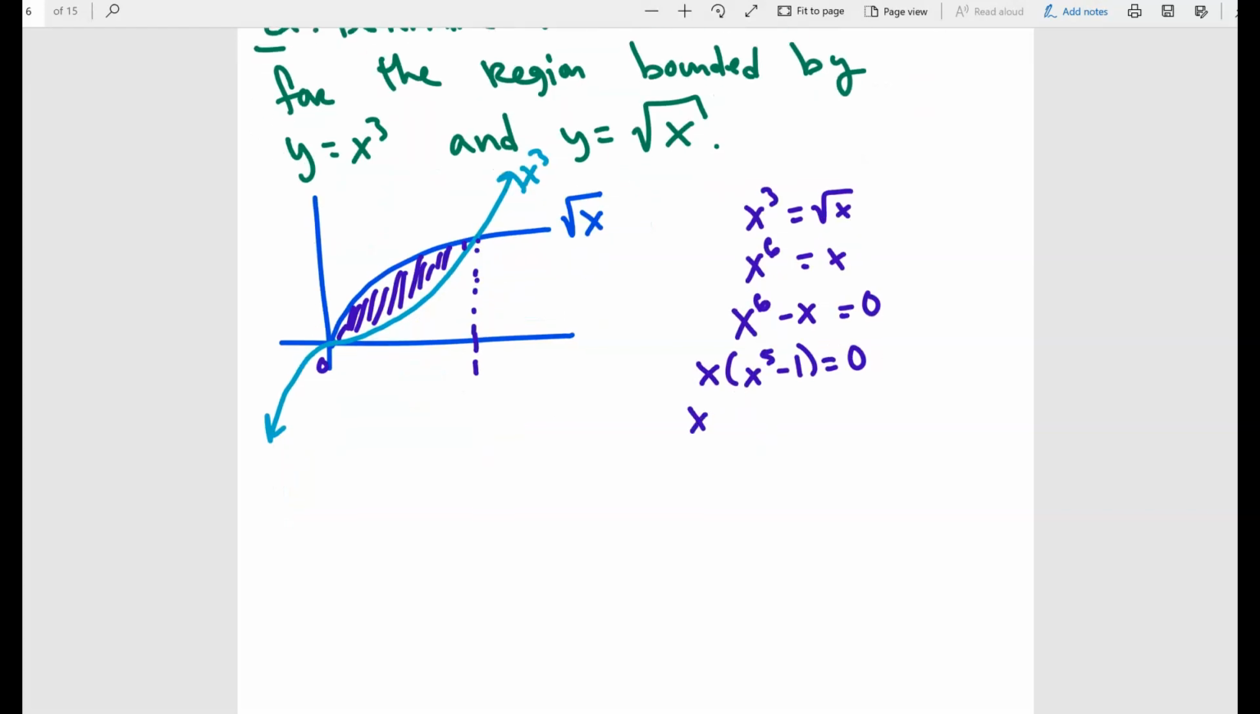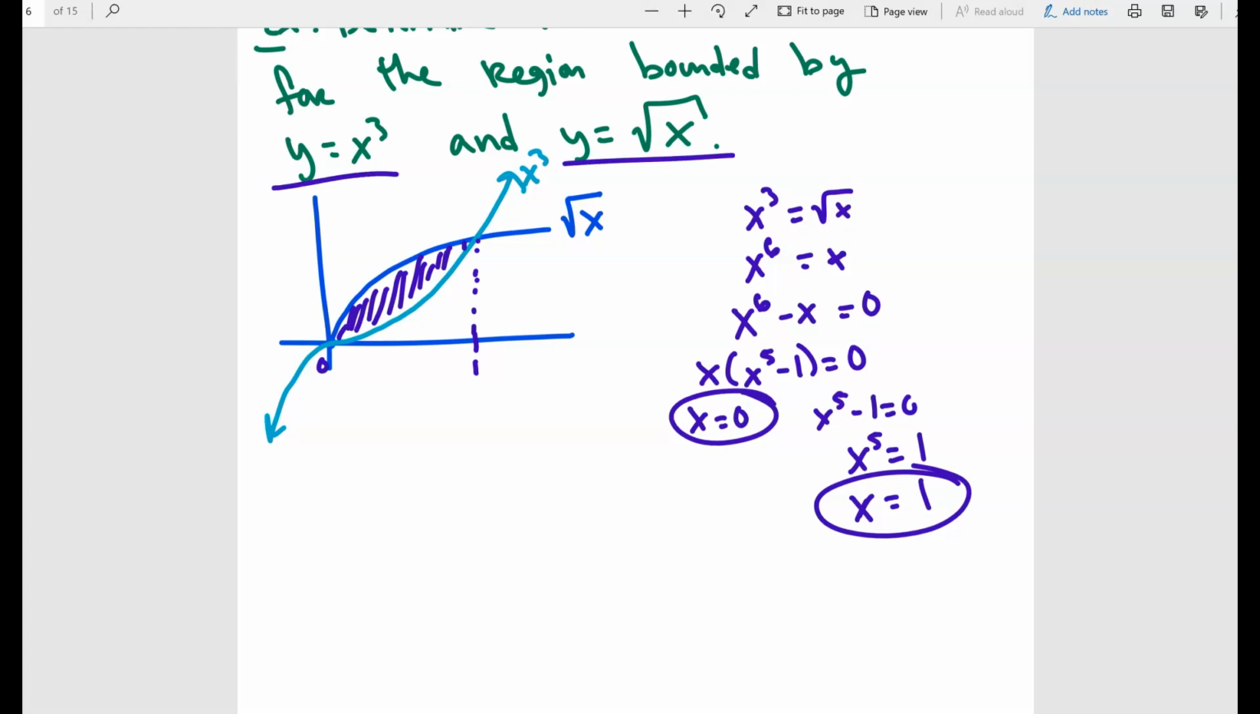So then I get x equals 0, or x to the 5th minus 1 equals 0. Add the 1 over: x to the 5th equals 1. So then when I take the 5th root, you know that x can only be 1. So here you can see that x equals 1 and x equals 0. This is a much more complete way to do it, but you can always just do it by inspection. Usually when you have the parent functions, it's really easy to tell.